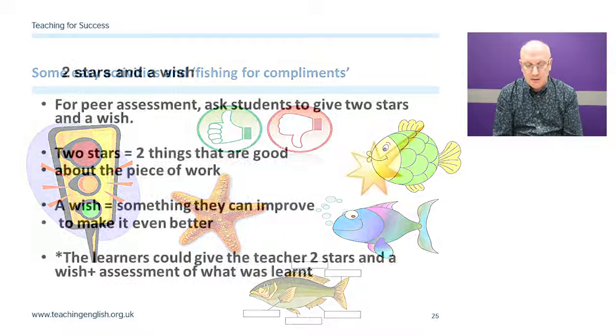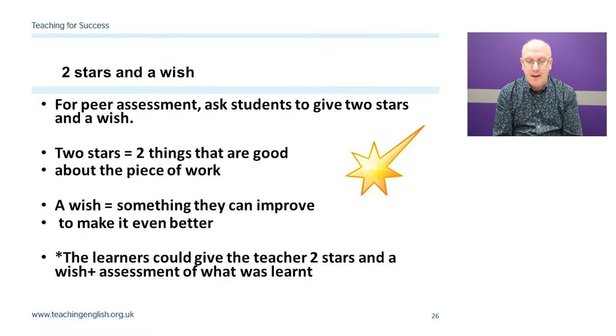In the next slide, again, something very simple. It's called 2 stars and a wish, which you might do. For something they think they've done well, they can give themselves a star. If they're very happy about a really good piece of work, then maybe they give themselves an extra star. A wish would be something they would like to know more about and improve on. They might even give you a star or 2 stars as well, or they might wish something for you.